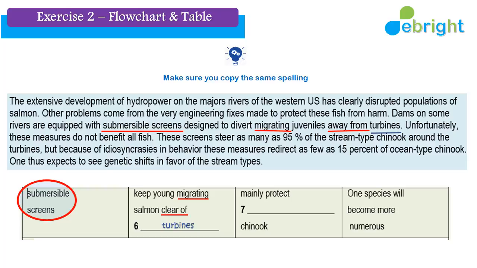Let's try number 7. Mainly protect blank Chinook. The first keyword is protect. You've got steer over there in line 4, and you've got the word Chinook also in line 4 over there. So which type of Chinook? It's stream type Chinook, so you should write stream type.